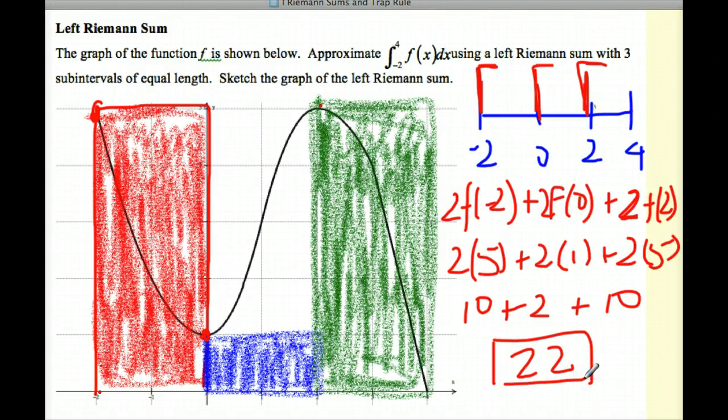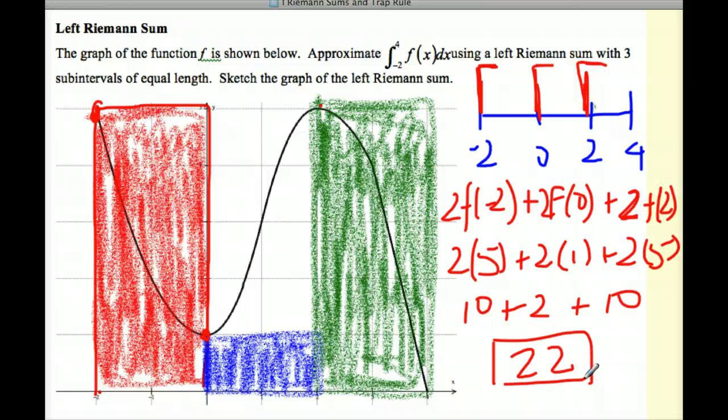So if I'm looking at a right-hand side Riemann sum, I need to make sure I start drawing a rectangle on the right-hand side of the limits. And if I'm looking at a left-hand sum, I need to start drawing the rectangles on the left-hand side of the Riemann sum.